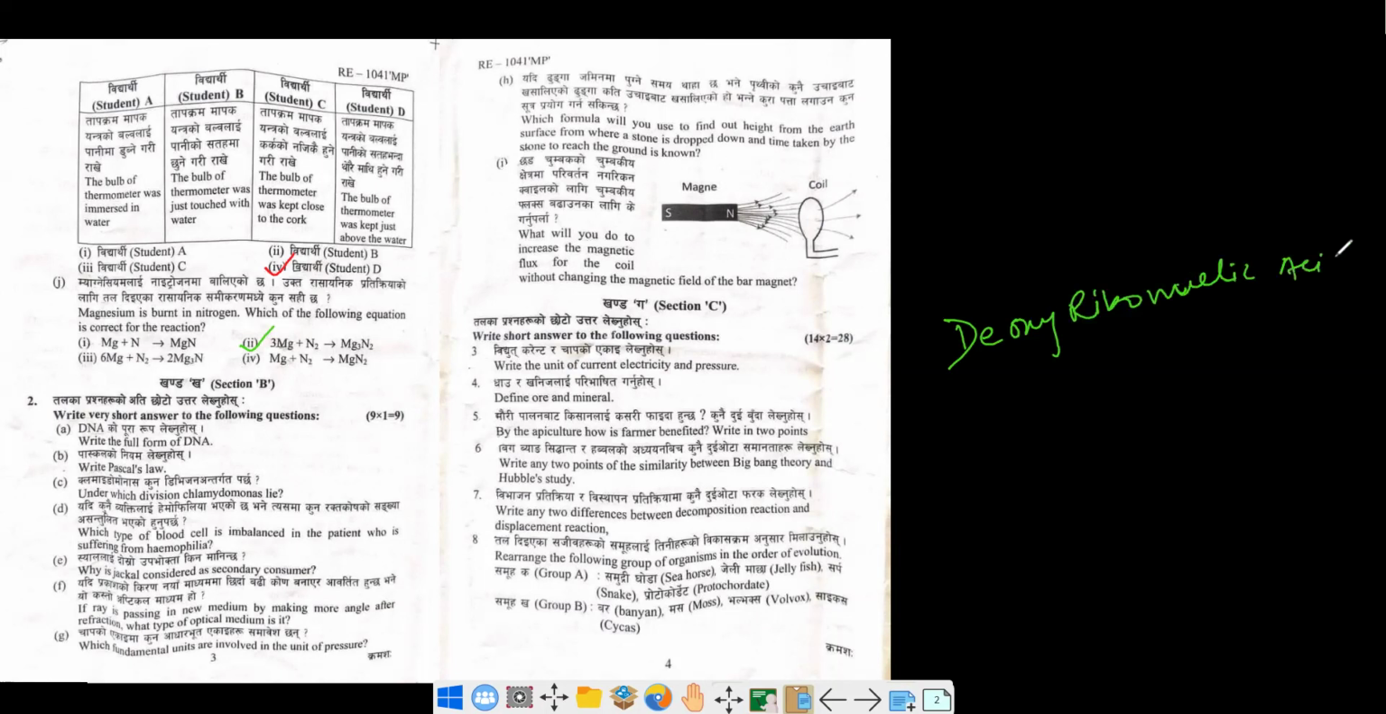Deoxyribonucleic acid, quite simple. Deoxyribonucleic acid. Okay, this is how you have to remember. Deoxyribonucleic acid is the full form of DNA.